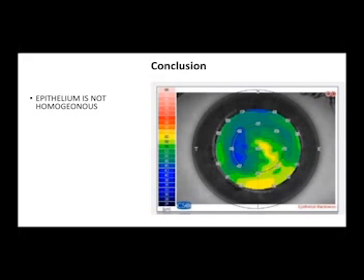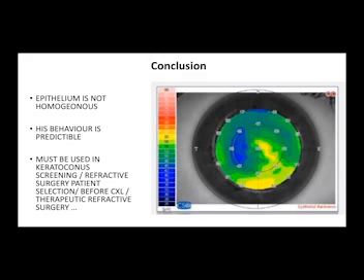To conclude, we have to use epithelial mapping in the diagnosis of keratoconus, in screening, to monitor progression, in refractive surgery, and before cross-linking. So that was my presentation.